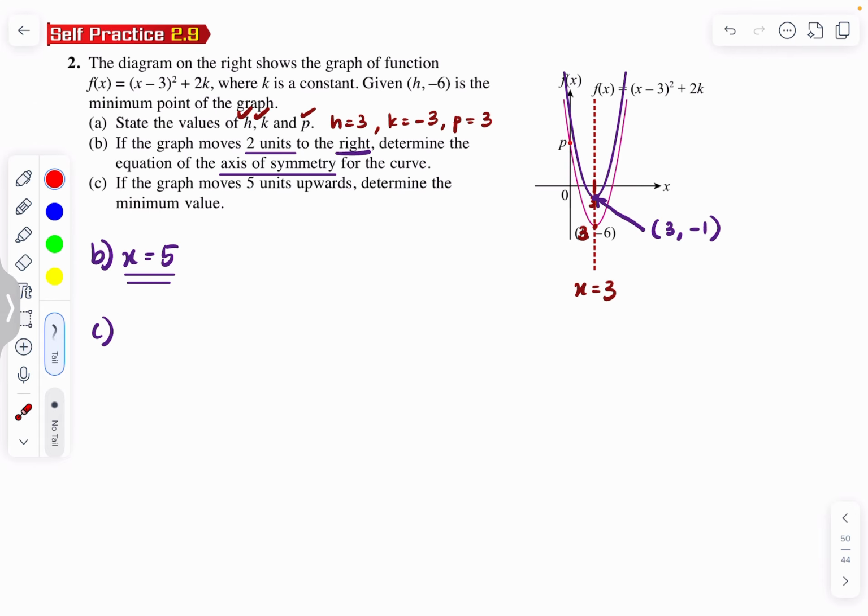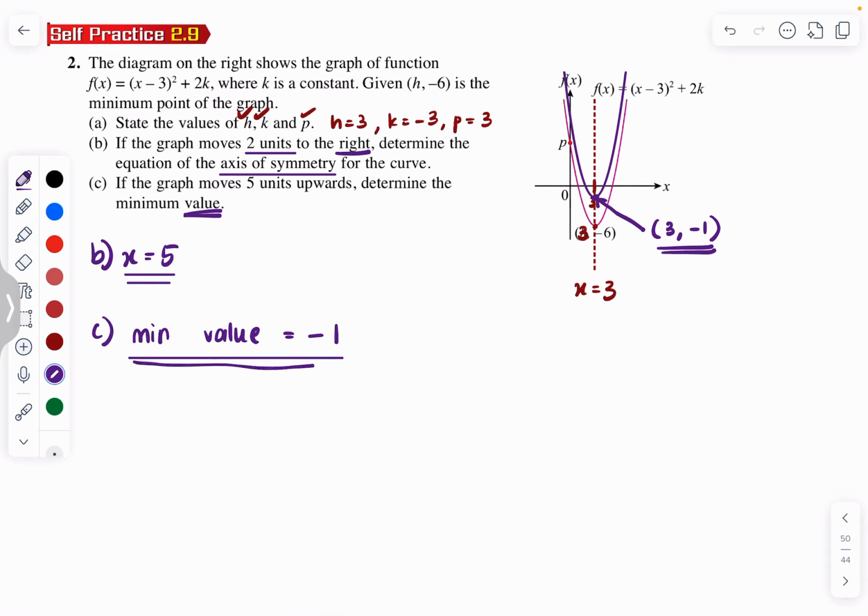So we can say the minimum value. Oh, they're not asking for the minimum coordinate, they're just asking for the minimum value. Minimum value means you just have to write the y value. So the minimum value is negative 1. Remember, if they ask for minimum value or maximum value, you just have to take the y coordinate. No need to take the whole coordinate. If they say minimum coordinate, then you have to write the whole thing. That's it. That's the answer.